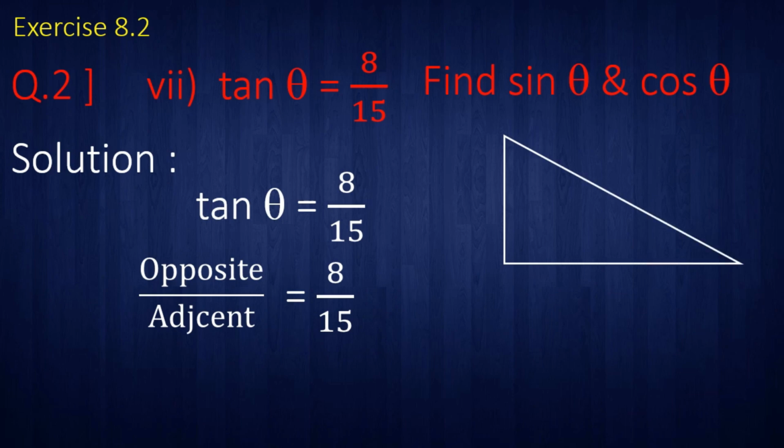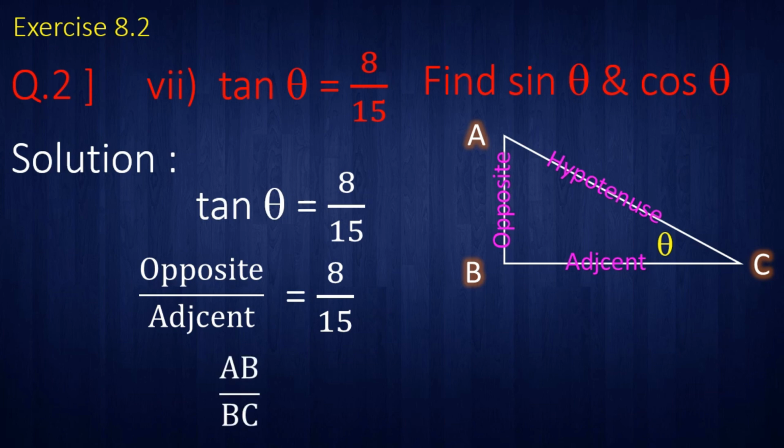Always write the name of the triangle ABC. On point B it is 90 degree. On point C we will take theta degree. Opposite to theta side AB is there, so write opposite on AB. 90 degree is on B. Opposite of 90 degree, AC will be hypotenuse and remaining side BC will be adjacent. Now put here the names: opposite name is AB and adjacent name is BC is equal to 8 upon 15.